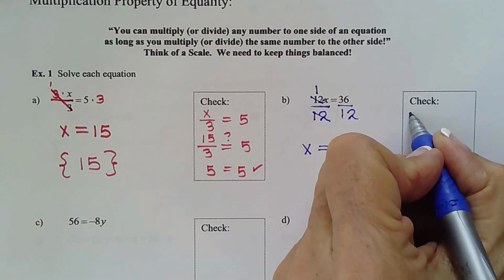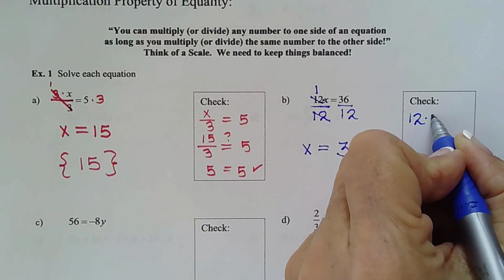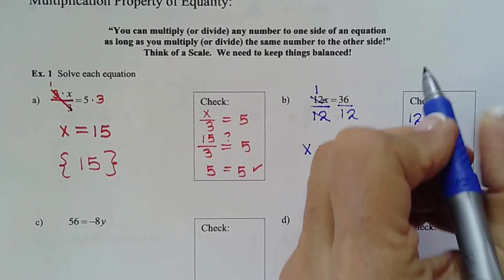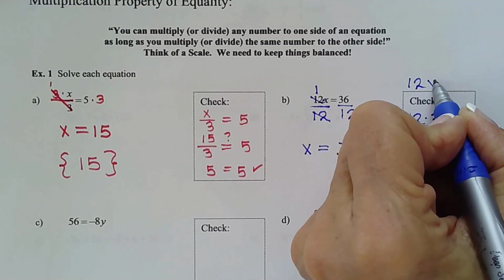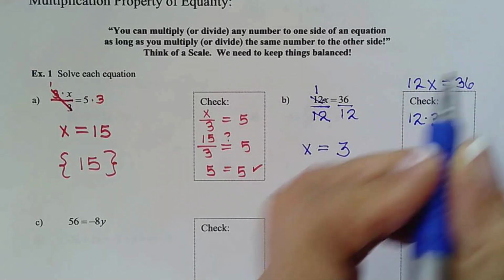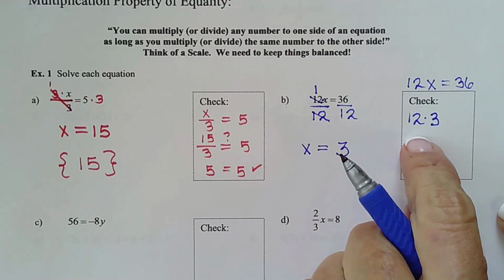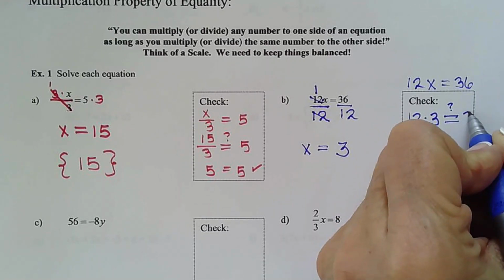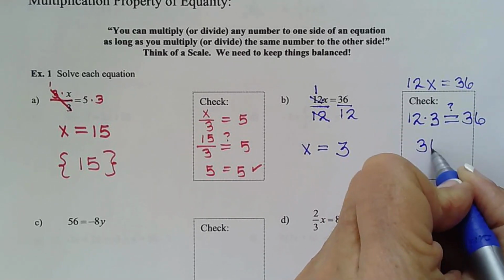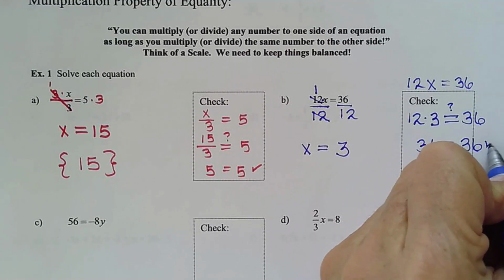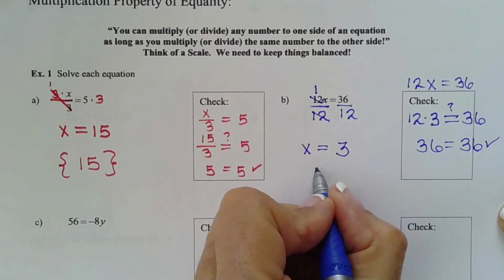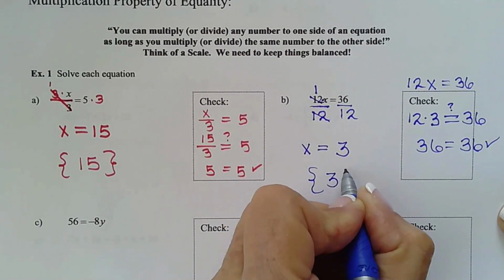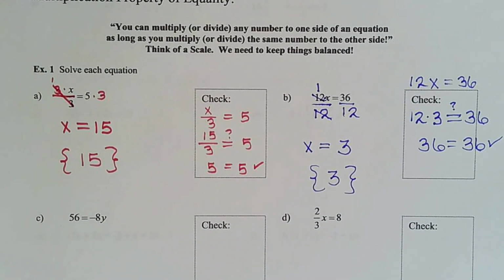Check it just like all the rest. 12 times 3. Whoops. Kim, you forgot to write the original first. Sorry. Jumping the gun. So there's the original problem. Put your 3 in place of x. Is that equal to 36? 36 equals 36. Boom. That means 3 is our solution. Nice, huh? So just as easy as addition and subtraction.